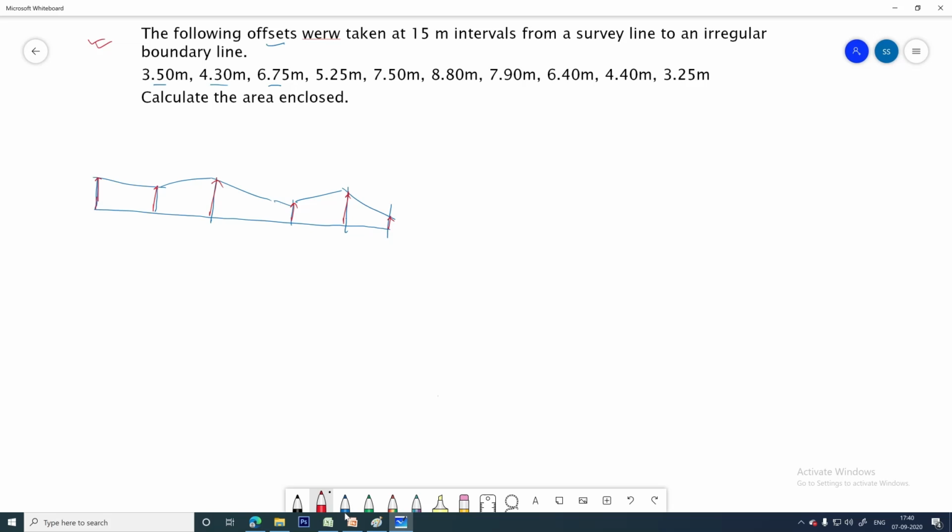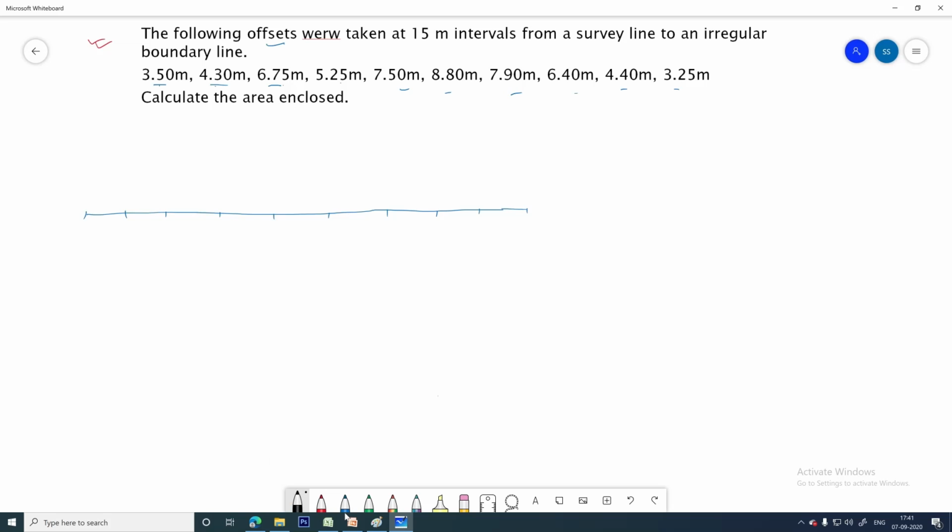Now the values of these offsets are given. So let us draw it accurately. Suppose this is the survey line, and how many offsets are there? 1, 2, 3, 4, 5, 6, 7, 8, 9, 10. So here we have 10 offsets. So consider this is 1, 2, 3, 4, 5, 6, 7, 8, 9. Consider this one as 10.